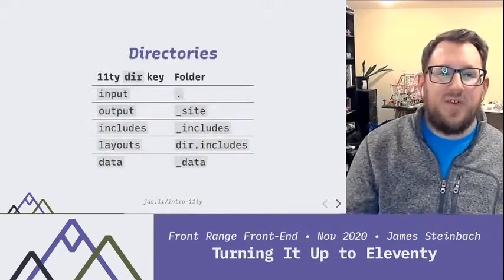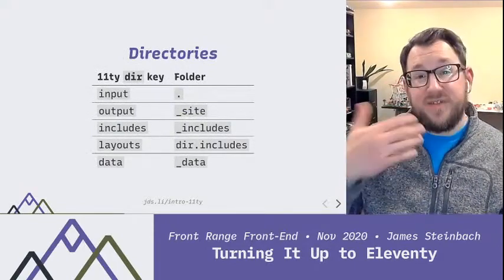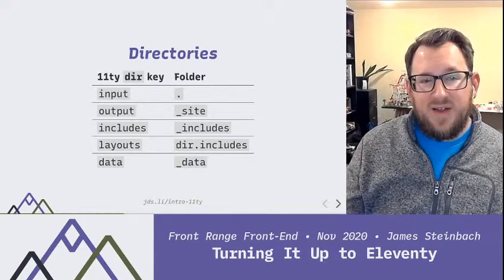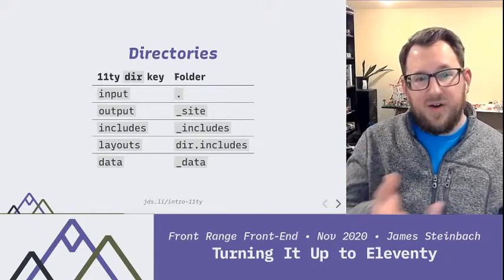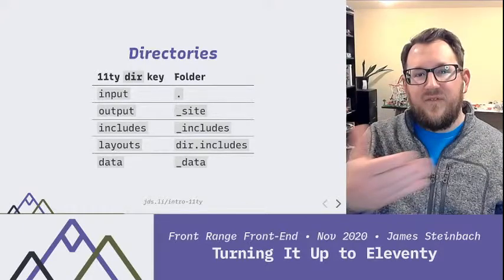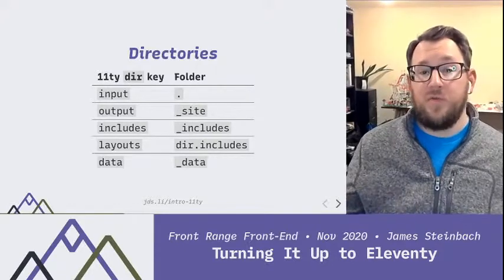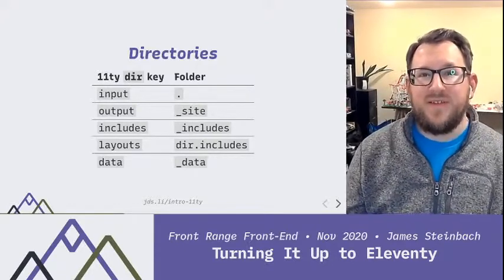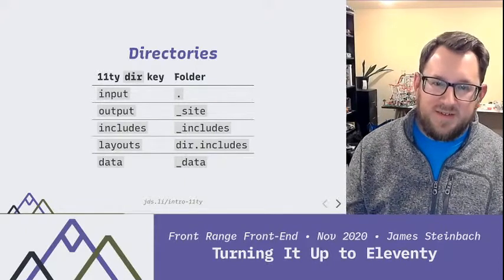First off, default directories. You may remember a moment ago when I showed you the sample eleventy.js file, it returned an object and the key in the object was dir, a directory. Well, that can have 5 key value pairs. Input folder, the default is current folder, just dot. That's where it is on the file system. The output folder by default is underscore site.